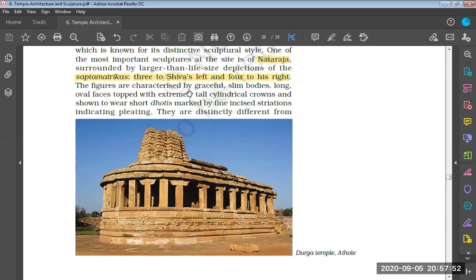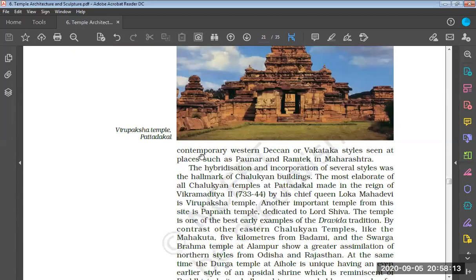The figures are characterized by graceful, slim bodies, long oval faces topped with extremely tall cylindrical crowns, and shown to wear short dhotis marked by fine incised striations indicating pleating. They are distinctly different from contemporary Western Deccan and Vakataka styles seen at places such as Paunar and Ramtek in Maharashtra.